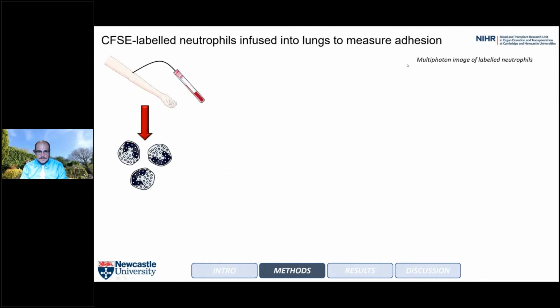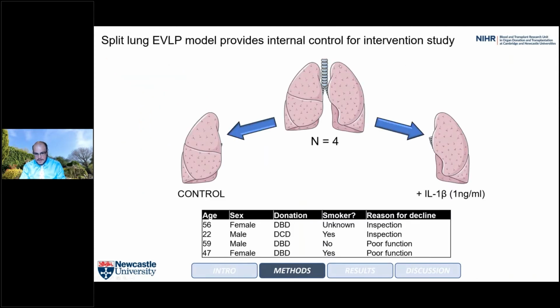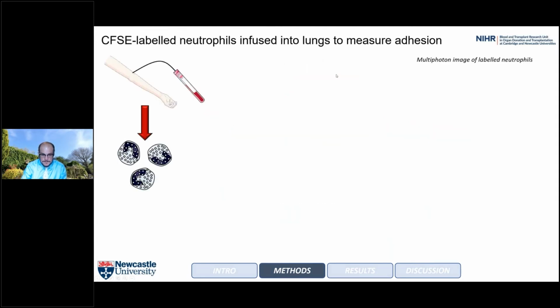So for this study, we were looking at a split lung model. So before, when we receive the lungs, what we do is we dissect them apart. We isolate then the airway and the vessels, which we then cannulate and attach to our circuits. In one circuit, we had a control, and in the other, we added some IL-1 beta to artificially elevate this. And here you can see some donor parameters below.